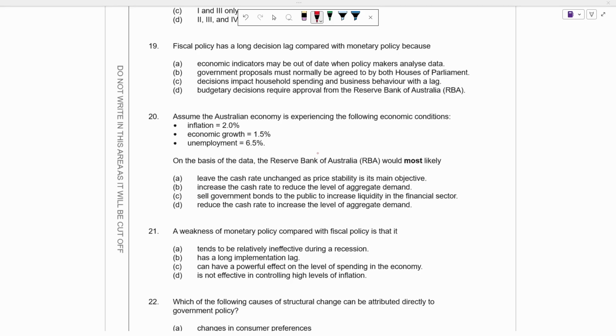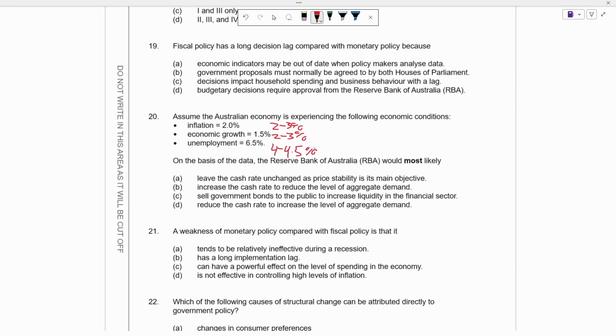Assume the Australian economy is experiencing the following economic conditions. Inflation 2%, economic growth 1.5%, unemployment 6.5%. On the basis of the data, the Reserve Bank of Australia would most likely... So what are the goals of the RBA? Well, it's an inflation rate of 2 to 3%, economic growth of 2 to 3%, and an unemployment rate, depending on the teacher, 4 or 4.5%.